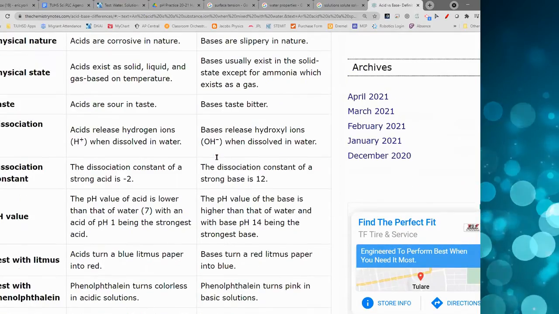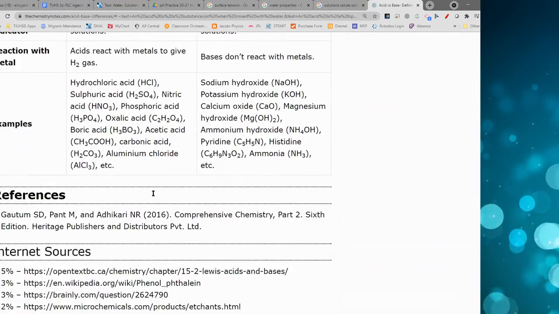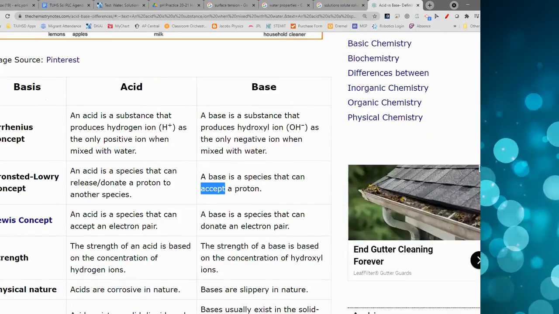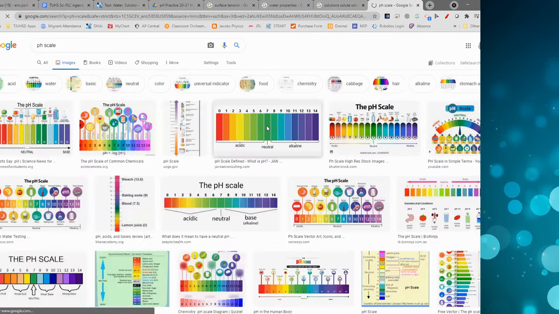Okay, let's see. So we talked about pH value, so pH ranges are low. So let's go back and look at the pH scale. So let me pull up a good picture for the pH scale.